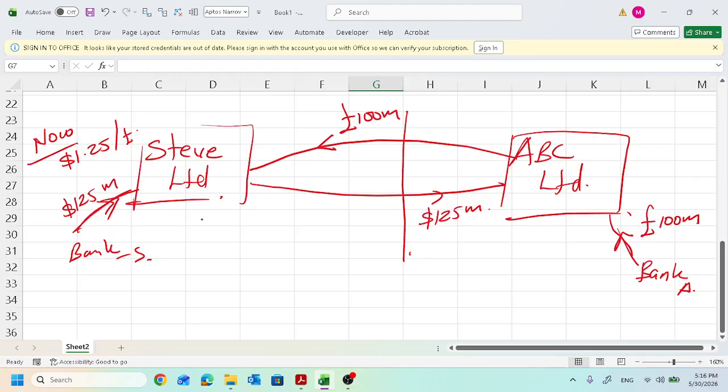So both of them are borrowing in currencies which are favorable to them. So they get the best rates, both of them, and then they swap those loans. Swap those loans at the agreed rate.